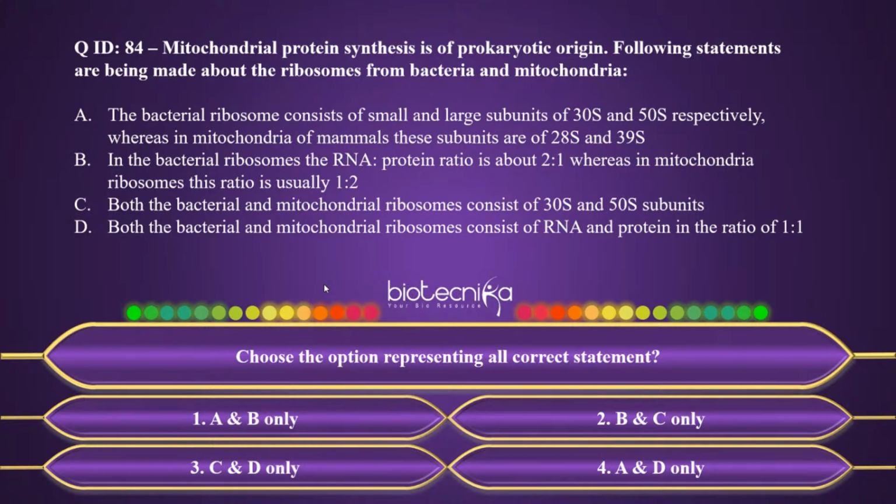Then option C says that both the bacterial and the mitochondrial ribosomes consist of 30S and 50S subunits. This is not right, because mitochondria consist of subunits 28S and 39S, right? Then option D says that both the bacterial and the mitochondrial ribosomes consist of RNA and protein in the ratio 1:1. So whosoever attempted this question, can you tell me which option you marked? Option 1 is A and B only, option 2 is B and C only, option 3 is C and D only, and option 4 is A and D only. Which of the following options did you mark?